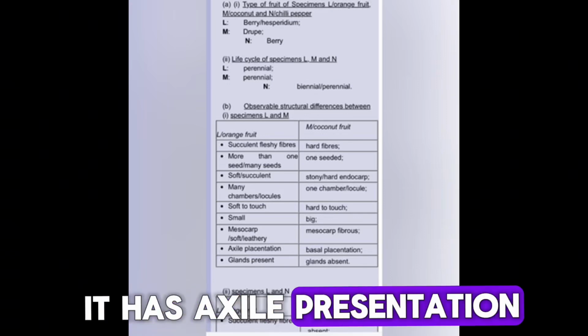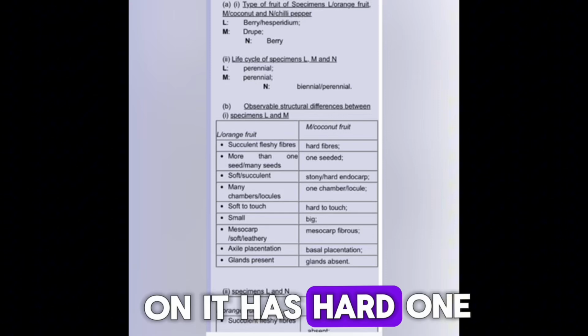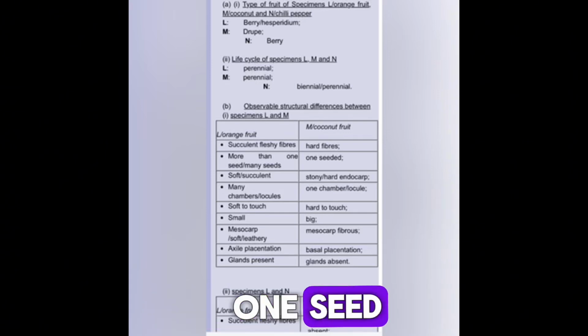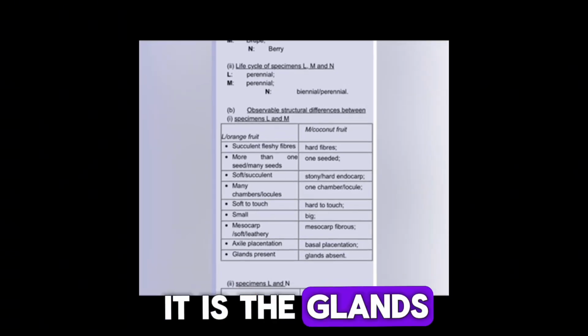It has axile placentation. And M is more like the opposite of L. It has fibrous tissue and one seed. It is one-seeded. It is hard to touch. It is big. The glands are absent.